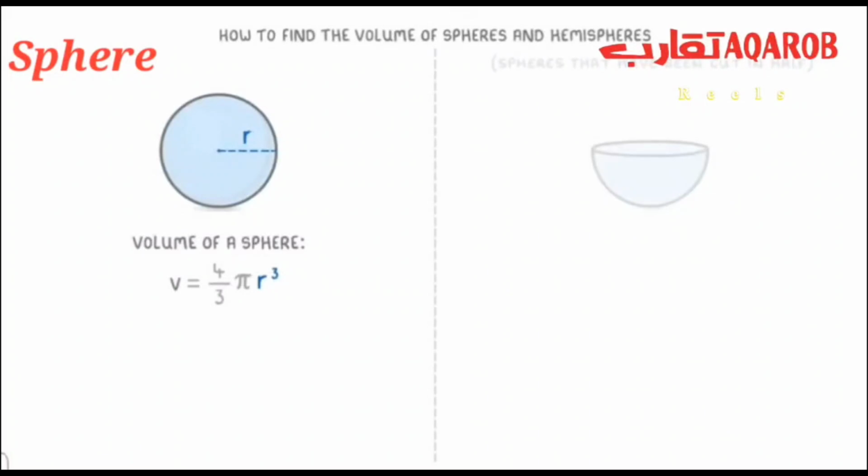So if our sphere had a radius of 5 centimeters, then its volume would be 4/3 times pi times 5 cubed, which would give us 524 cubic centimeters.